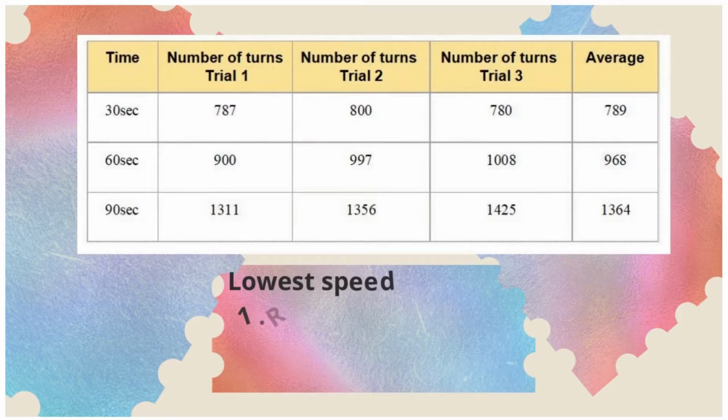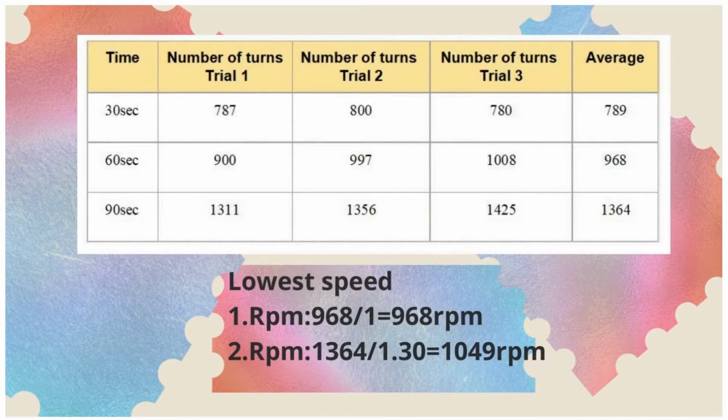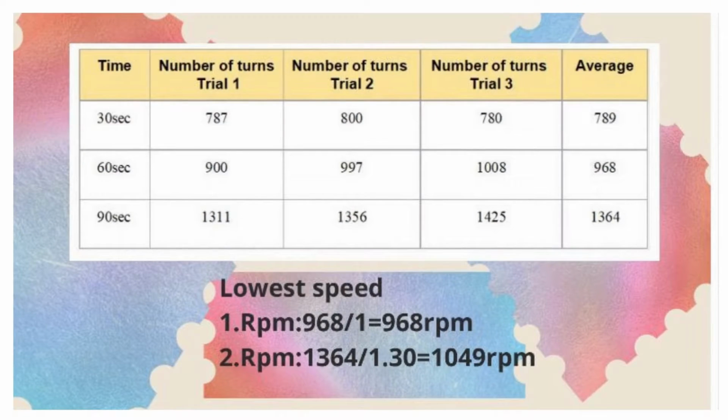This is the result that we obtained from the experiment we did for the lower speed. For lower speed, we divided it into three different timings, which are 30 seconds, 60 seconds, and 90 seconds, to obtain the RPM of the fan. To get the perfect value for each time frame, for the 30 seconds, we did 3 trials and then divided to get the average.